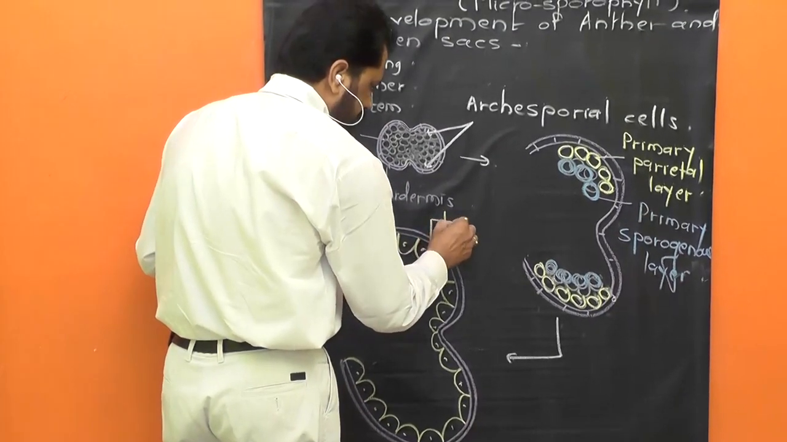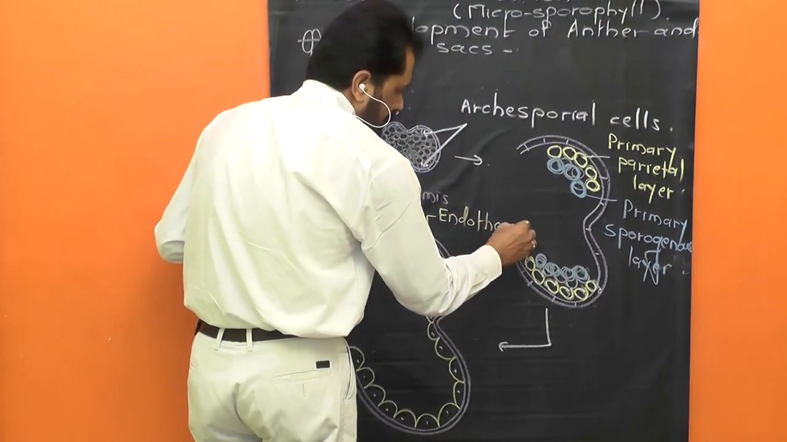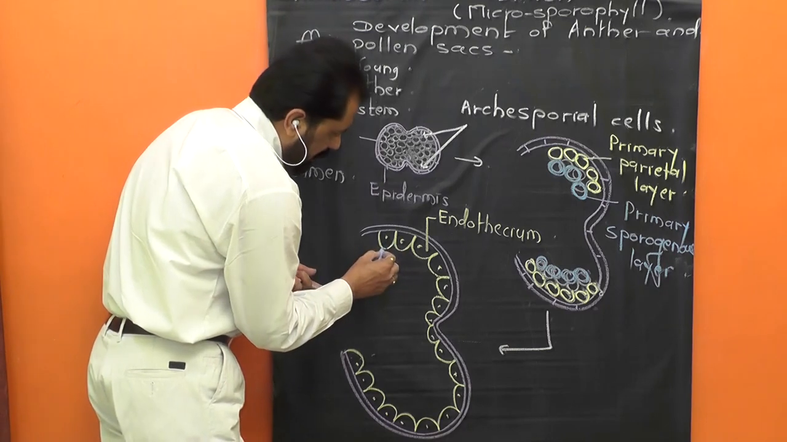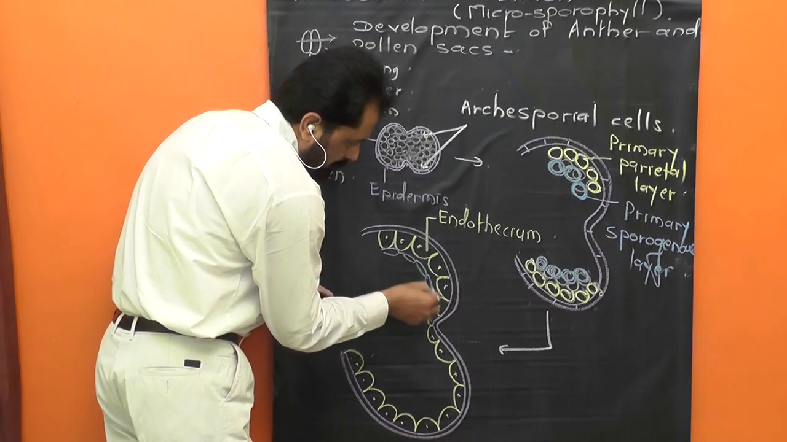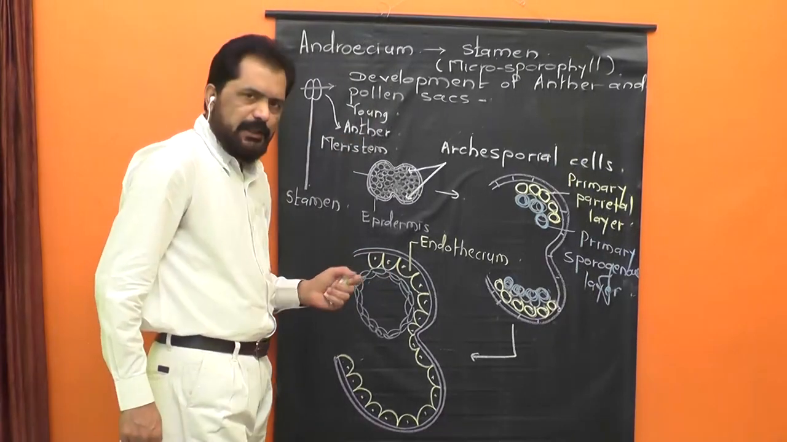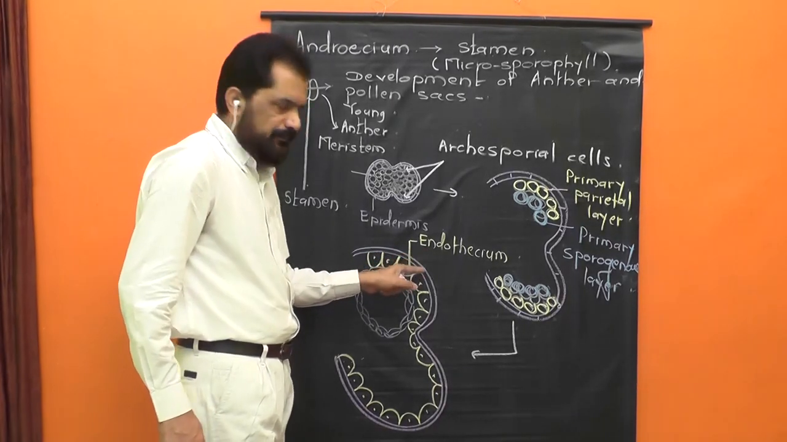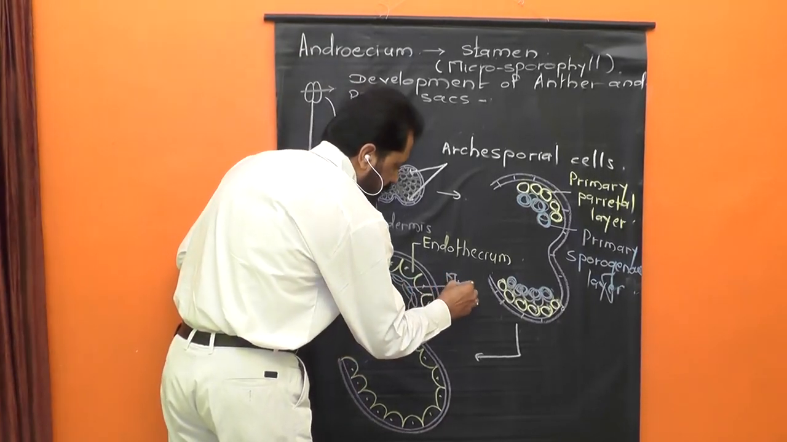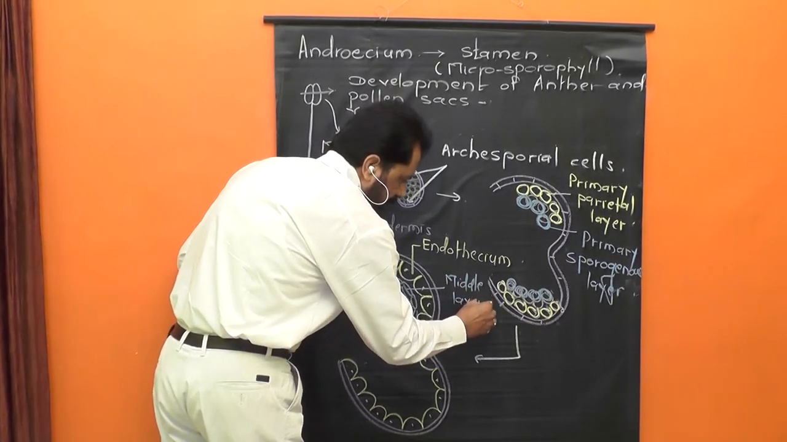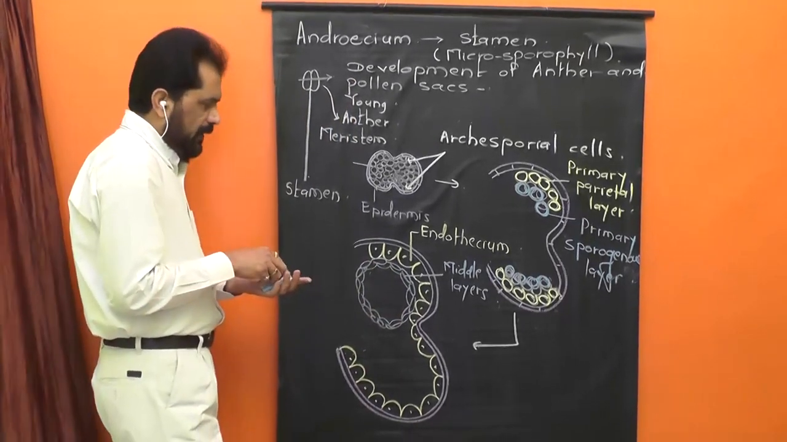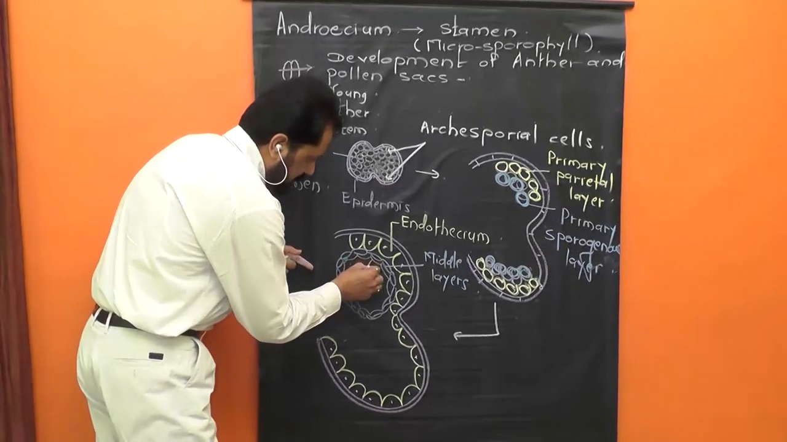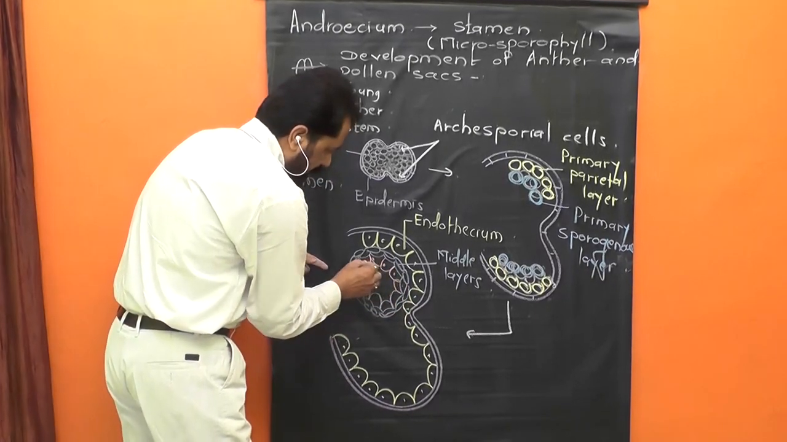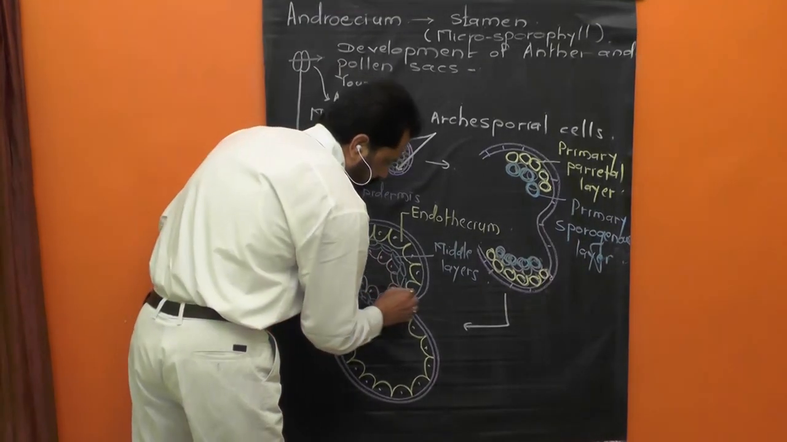Let me label here endothelium. Just inside it, 1 to 3 layers of cells are formed. So I was telling you, this layer endothelium, inside it 1 to 3 layers of cells are formed, known as middle layers. These are called middle layers. Inside middle layer again another layer of cells is formed. It is called as tapetum. What here I have shown with the help of this brick red color, tapetum.